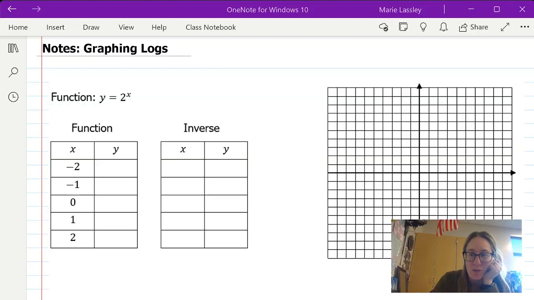All right, hello guys. Today we are doing video number 6, graphing logs. Okay, so let's just get into it.